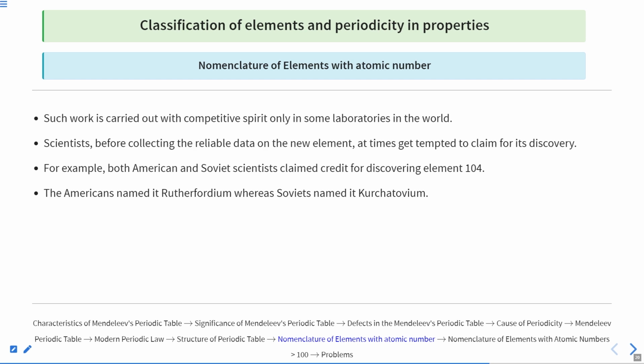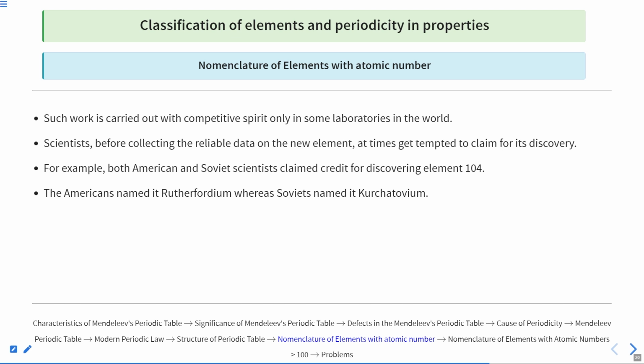Such work is carried out with the help of competitive spirit only in some laboratories. So here we are talking about the rare elements, the rarest of rare, whose only some atoms could be obtained. They are rarest of rarest, and only those with a very high competitive spirit can be indulged in such a fascinating work of finding these new elements, and they are done in some laboratories across the world. Only in some laboratories.